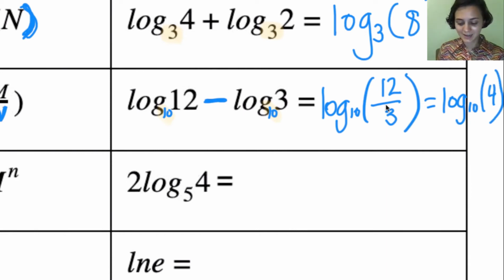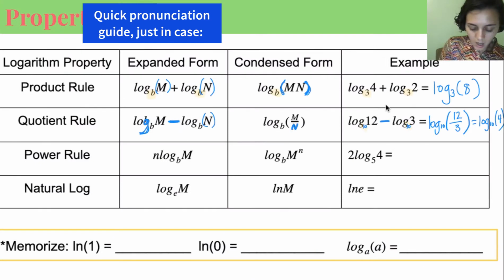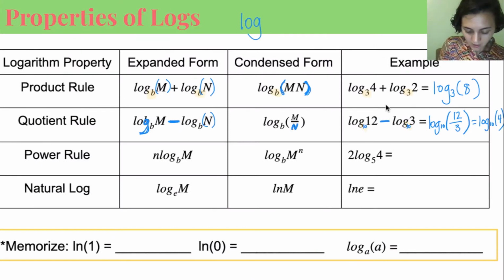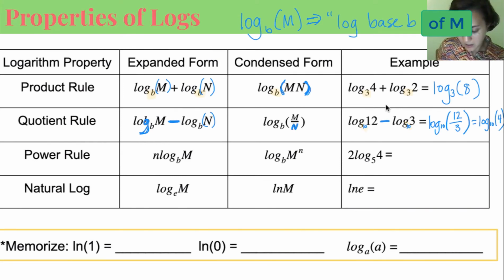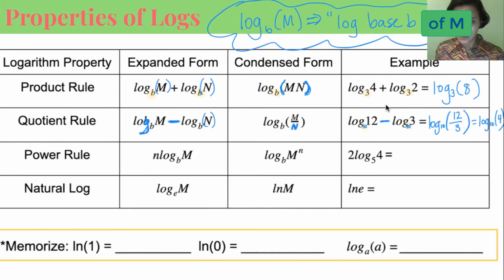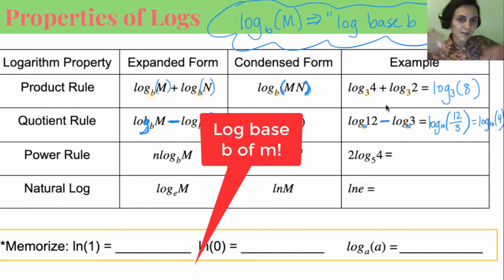I squeezed it in. So a log, like if I have log b of m, just so you know how to pronounce it, this is pronounced log base b of m. So for those who need a little pronunciation guide, it's pronounced log base b of m. Why don't you try real quick? Log base b of m.